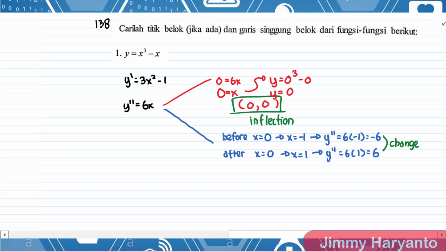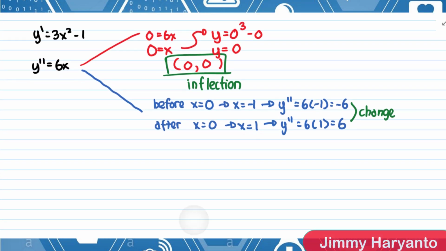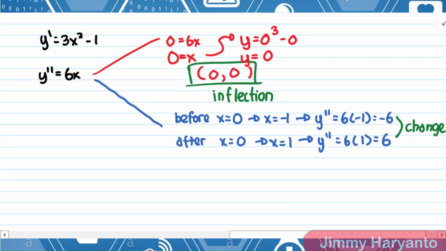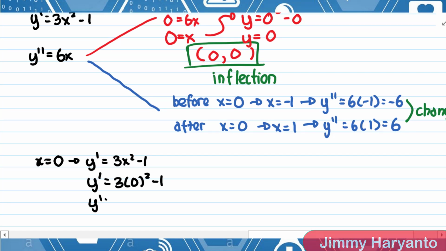Inflection point. Okay. Next thing is we have to find the equation of the line. So I will use the x. We already have x equals 0. And also we can find the gradient from it. 3x squared minus 1. We can substitute x equals 0 into the y-accent to find the gradient. You will have y-accent equals negative 1. And that means the gradient equals negative 1.